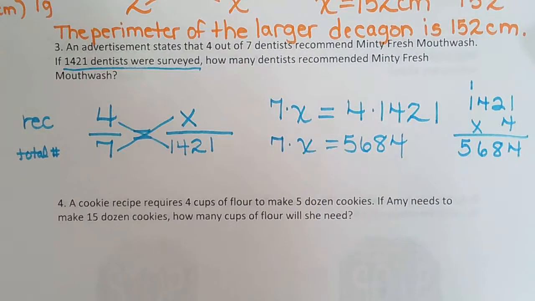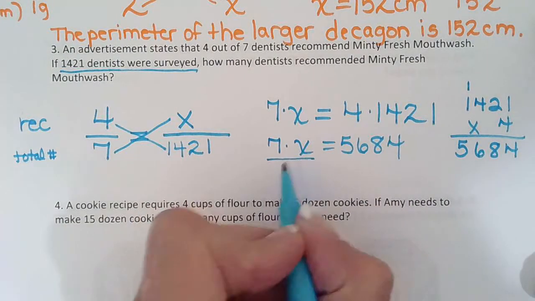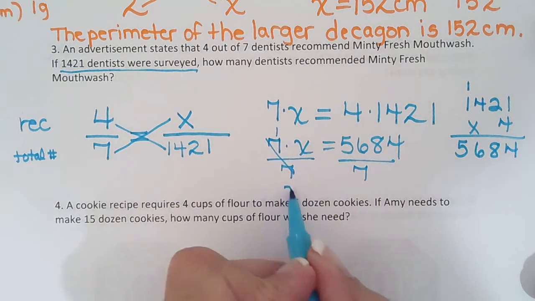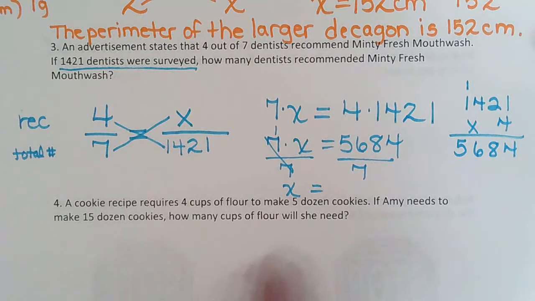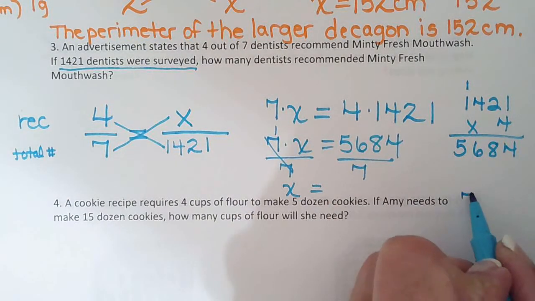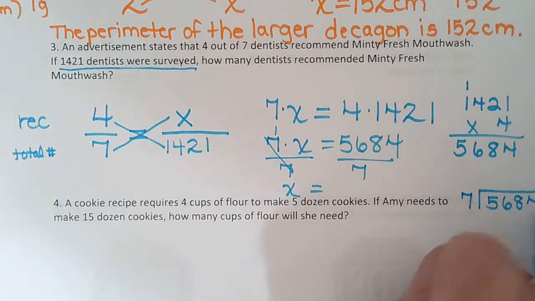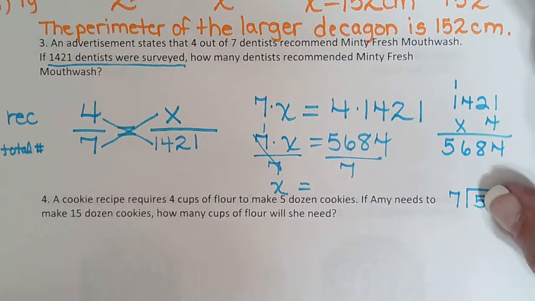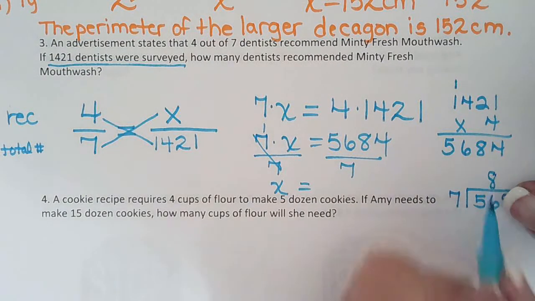Now, we want to divide both sides by 7, because remember, our goal is to make this x, or 1x. So now we have to divide 7 into 5684. At least they made the problems kind of nice for us. They're easy to divide. So 7 doesn't go into 5. 7 times 8 is 56.